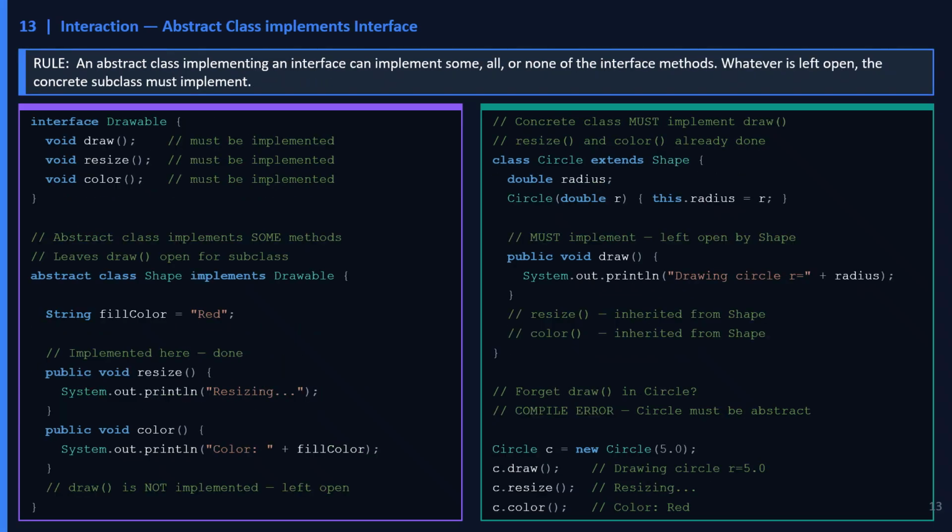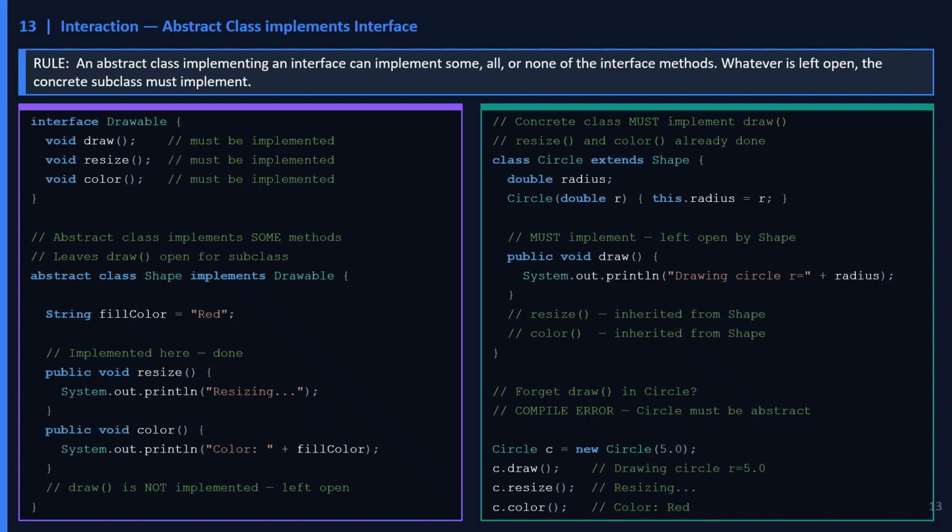What happens when an abstract class implements an interface? The rule is the abstract class can implement some, all, or none of the interface methods. Whatever it does not implement, the concrete subclass must handle. Look at the left side. We have an interface called Drawable with three methods: draw, resize, and color. Then we have an abstract class called Shape that implements Drawable.